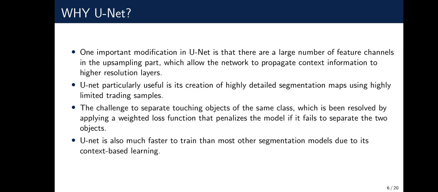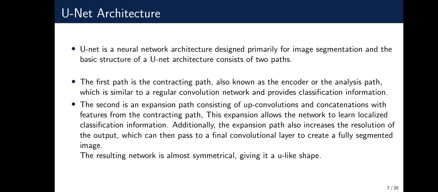UNet is particularly useful for its creation of highly detailed segmentation maps using very limited training samples. The challenge of separating touching objects of the same class is resolved by applying a weighted loss function that penalizes the model if it fails to separate the two objects. And UNet is also much faster to train than most other segmentation models due to its context-based learning. Next, let's check out the UNet architecture.